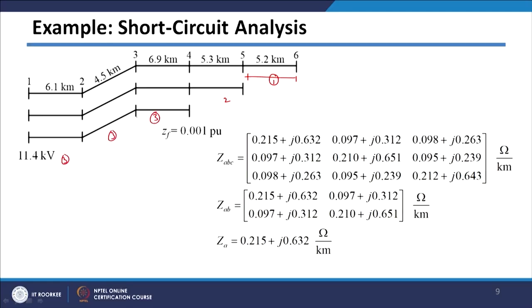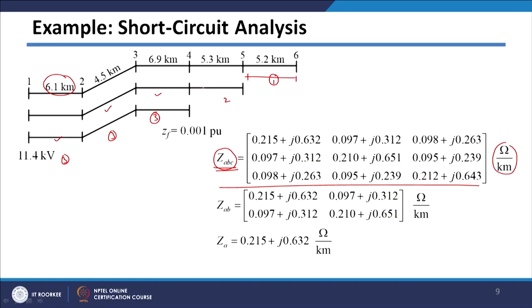So, in this case wherever there are 3 phase lines, there will be the total ZABC matrix because all the 3 phases exist, in ohm per kilometer. This matrix multiplied by whatever kilometers of that particular line will give me the impedance matrix of that particular section. So, for the first section we can easily calculate this ZABC multiplied by 6.1 will give me the impedance matrix of the first section, and similarly we can calculate the impedance matrix for the second and third sections, which are 3 phase in nature.